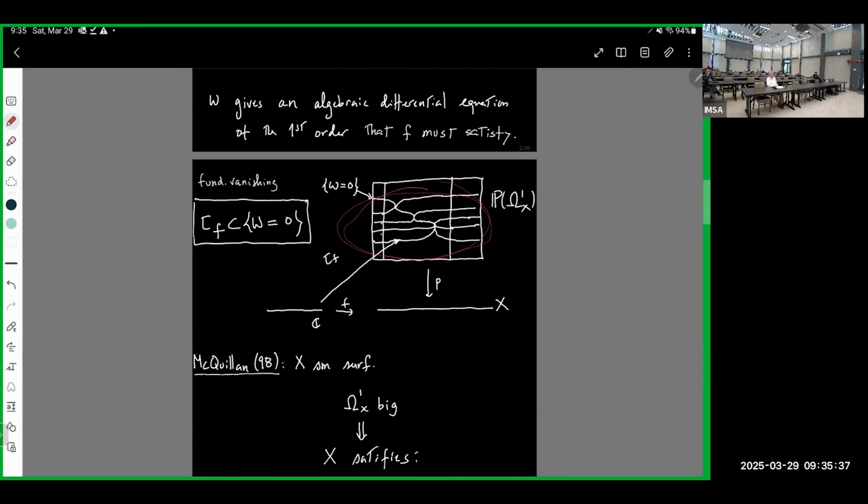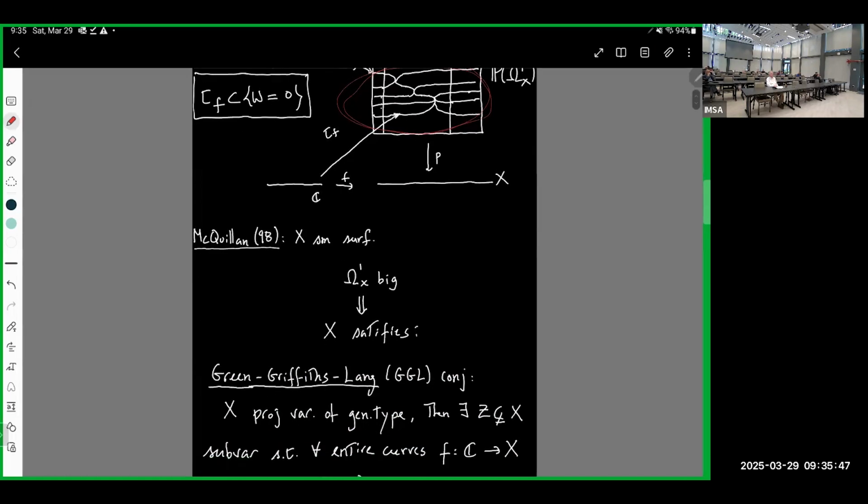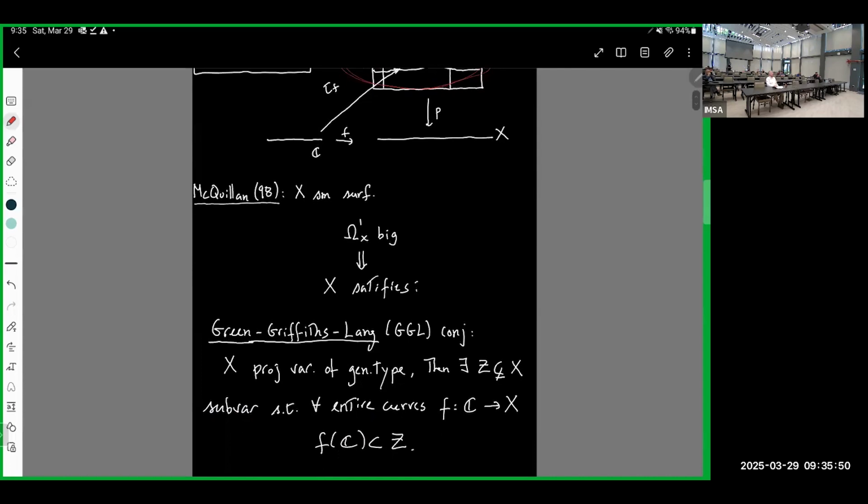Anyway, the work of Fedia and later of Milan shows that if I have a surface with big cotangent bundle, then that surface satisfies the famous Green-Griffiths-Lang conjecture that says that if I have a projective variety of general type, then there must be a proper subvariety such that every entire curve must lie in that subvariety. So for example, for surfaces, it would imply that there are only finitely many rational curves on surfaces of general type and so on. So this is the conjecture.